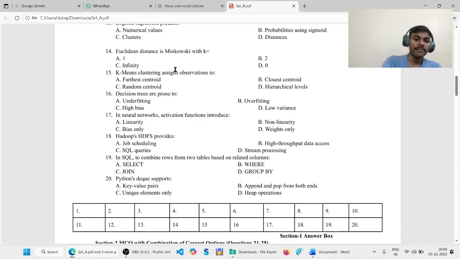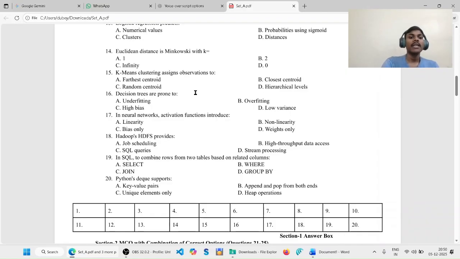Question 15. K-means clustering assigns observations to farthest centroids, closest centroids, random centroids, or hierarchical levels. The correct option is option B, closest centroid. K-means groups points based on the minimum distance to the nearest centroid. This is done to ensure that clusters have compact shapes. After each assignment, it updates the centroids iteratively until the model becomes stable.